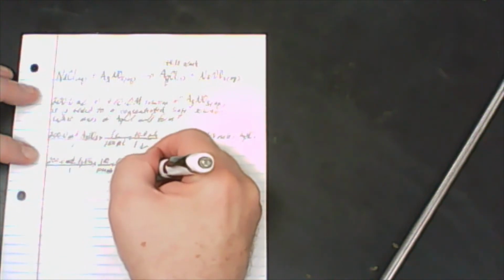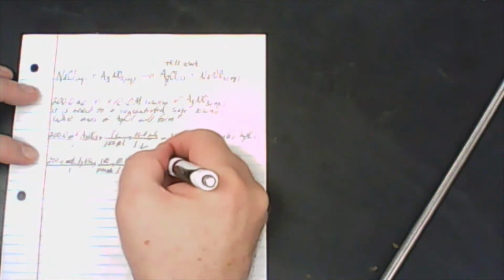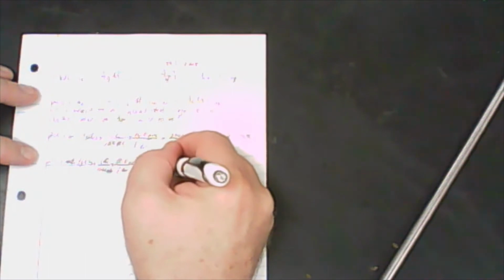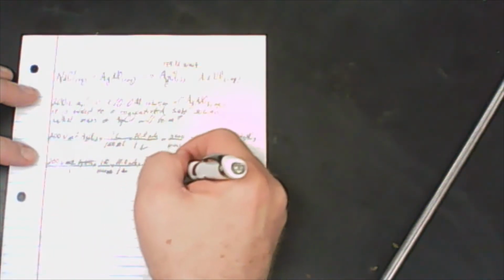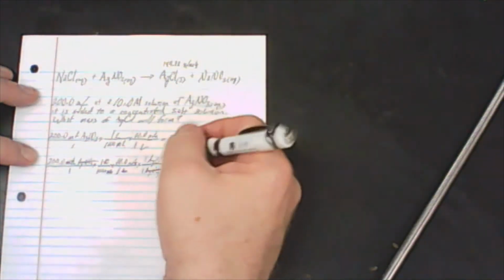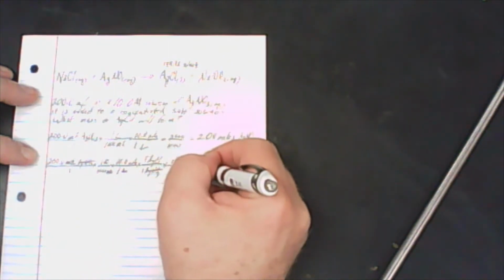So now that I've got moles, I can go from AgNO3 to AgCl. And since the coefficients on those are both 1, that helps me out. I don't really have any math to add to that. So that cancels out my AgNO3. And now I can go from moles of AgCl to grams. And that's 144.32 grams.